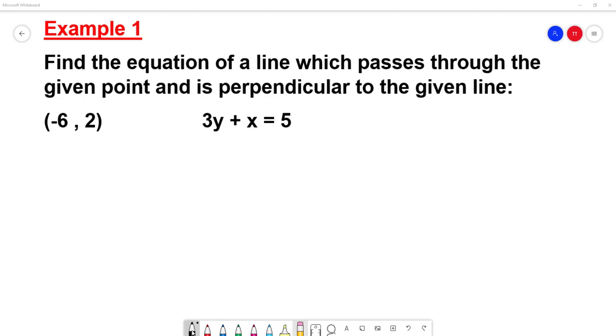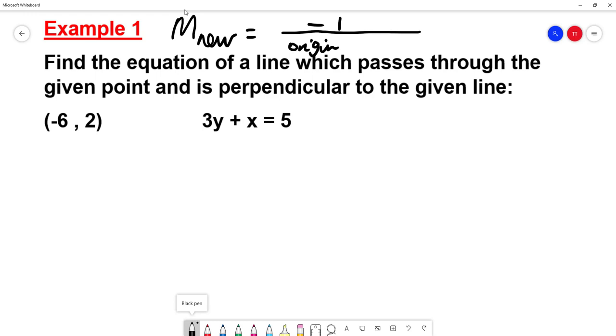So one of the key things that we need to do is remember that when you've got a perpendicular line, the gradient that we want, I'm going to call m nu, is always going to be -1 divided by your original gradient, whatever your original gradient happens to be. Okay, so we need to remember that fact. But here's a problem. This doesn't look like y = mx + c.